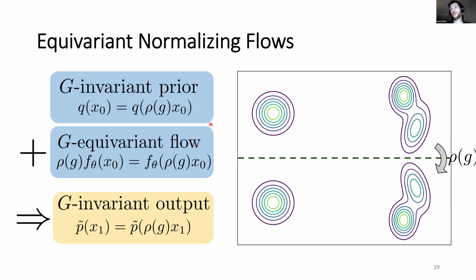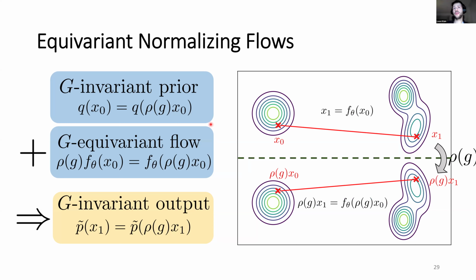And this is quite a powerful result, because with that we can control the symmetries of the output distribution and match the symmetries of the output distribution to the system we are interested in. So if we know the system is rotation permutation invariant, we can construct a flow and therefore also a Boltzmann generator that has the same symmetries.